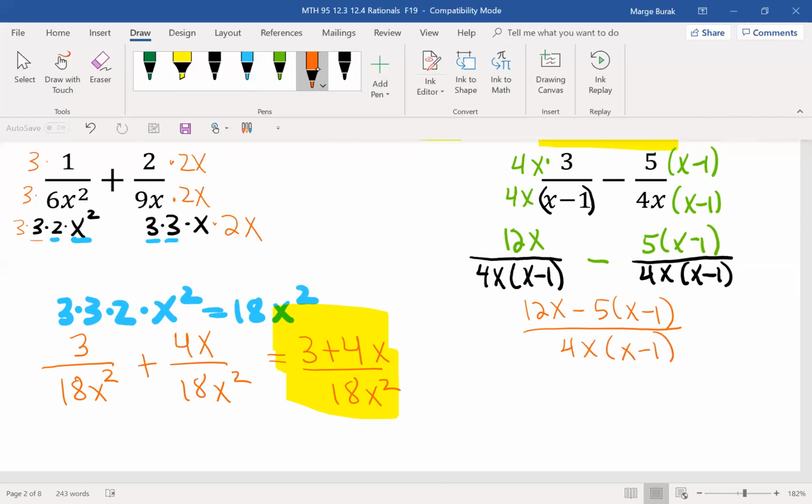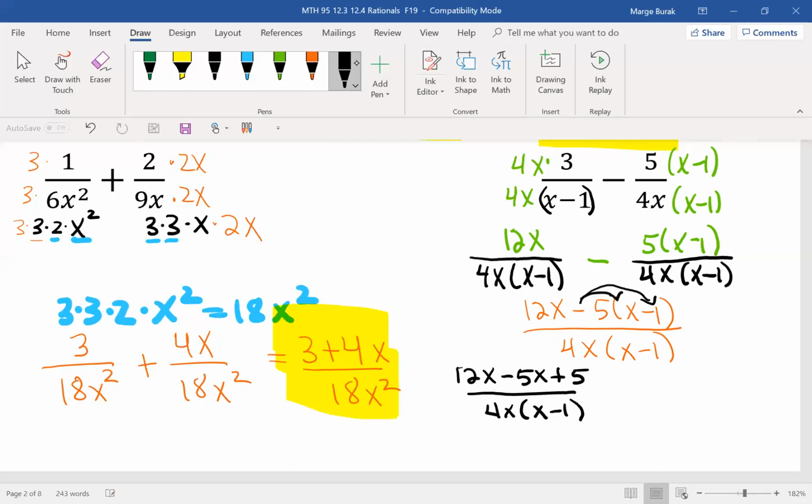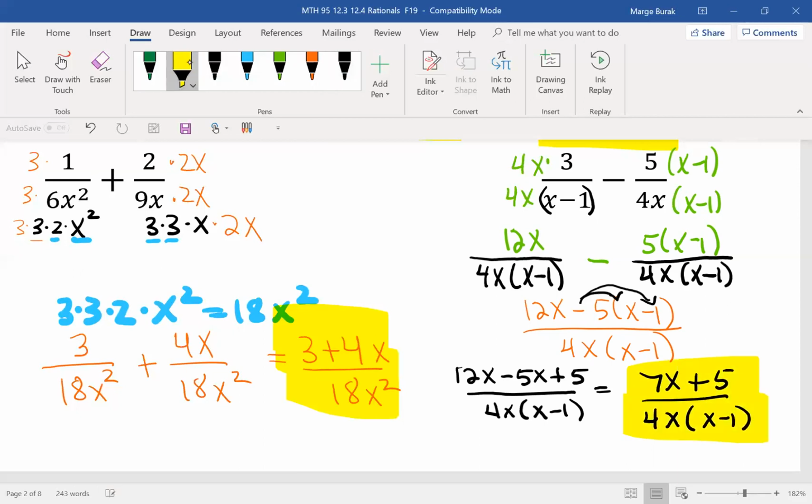And let's simplify the numerator, squish it all up. So we'll distribute that negative 5, and we'll get 12x minus 5x, and a negative 5 times a negative 1 is plus 5, all over 4x times x minus 1. And we'll simplify the numerator to get 7x plus 5 over 4x times x minus 1. And the numerator cannot be factored, so we are done.